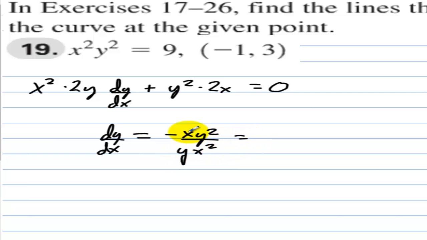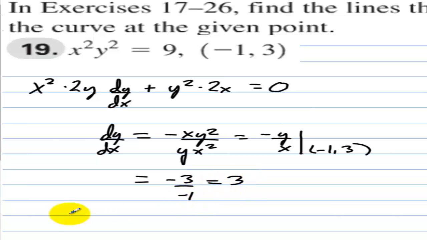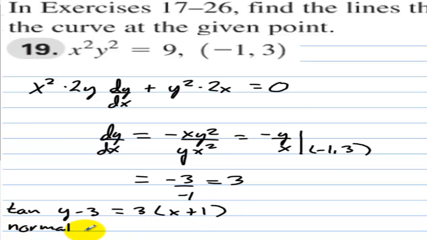And we can reduce this fraction. We can cancel out an x and cancel out a y. We have negative y over x. And we're going to evaluate that at (negative 1, 3). Well, our x is negative 1, our y is 3, so we have negative 3 over negative 1, and that's a positive 3. So the tangent line is y minus 3 equals 3 times (x plus 1), and the normal line is y minus 3 equals negative 1/3 times (x plus 1).